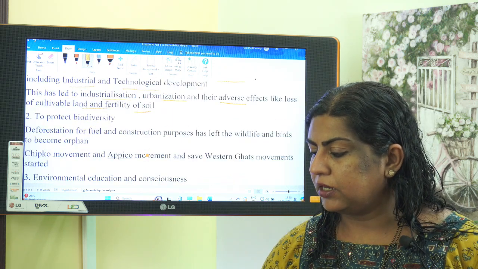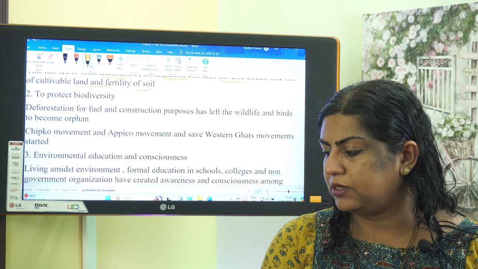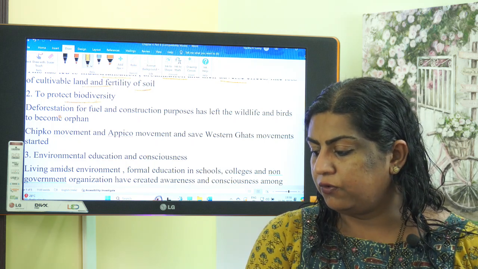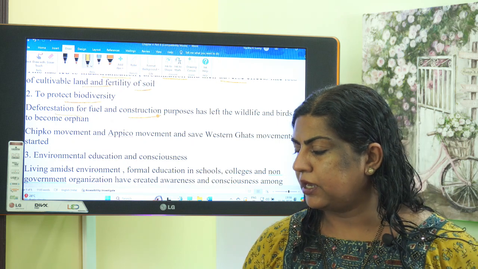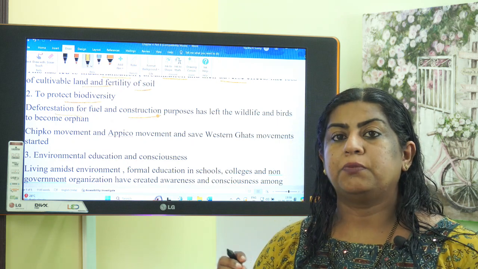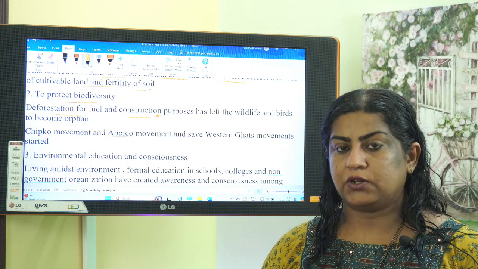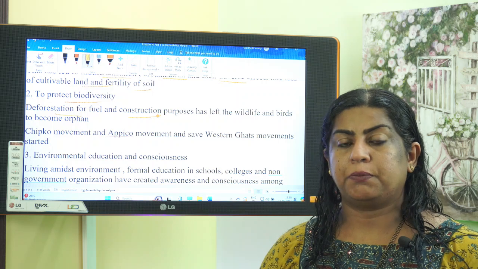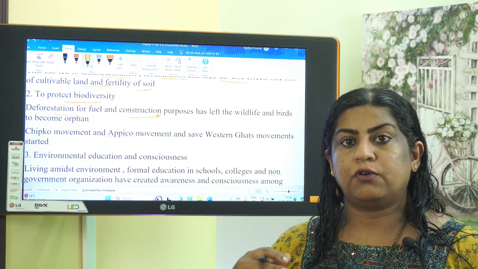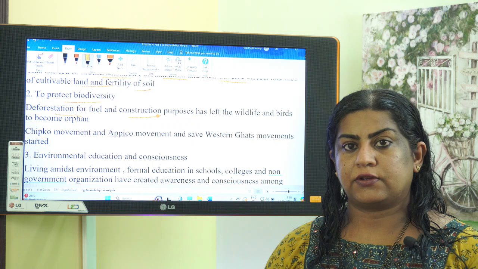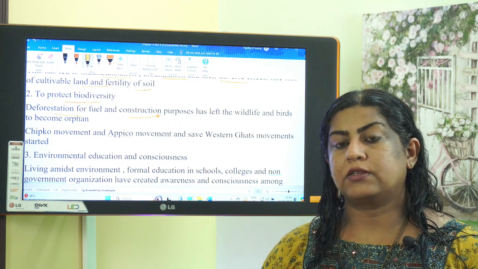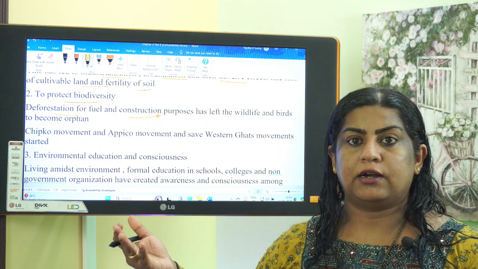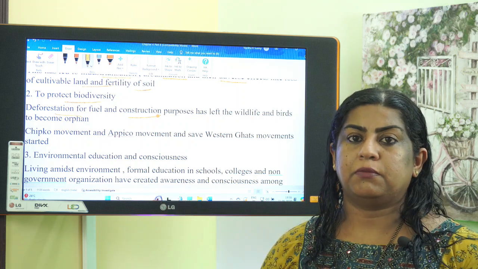The second cause is to protect biodiversity. Deforestation for fuel and construction purposes has left the wildlife and birds to become orphans. Trees were cut and the wood was used for fuel and construction purposes. This resulted in the wildlife and birds becoming orphans, because the forest is their house. When the forest is not there, they become orphans.